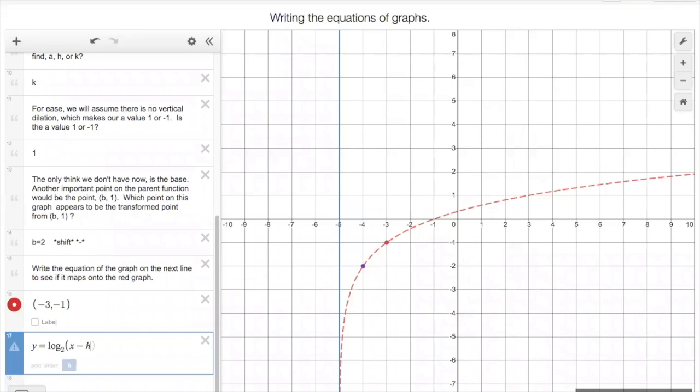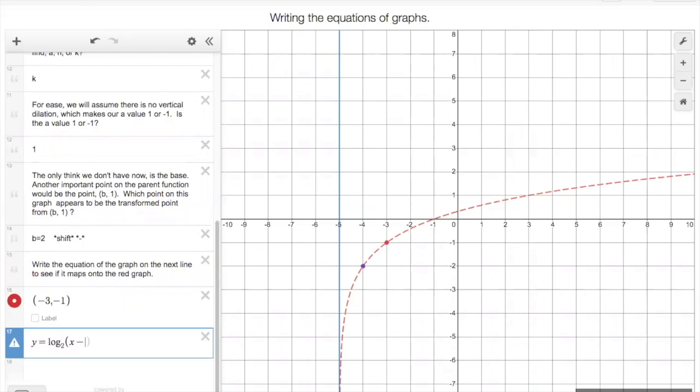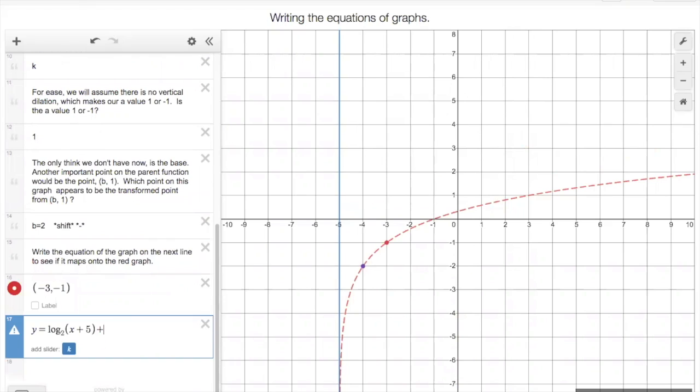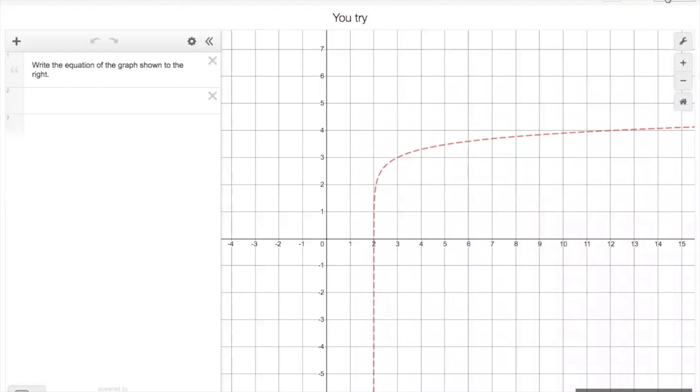And then it's going to be x minus h. We said h was -5, so x minus a -5, which tells me +5. Lastly, plus k. What is k? K is -2. We will see that the line falls on the graph. All right, go ahead and try this on your own.